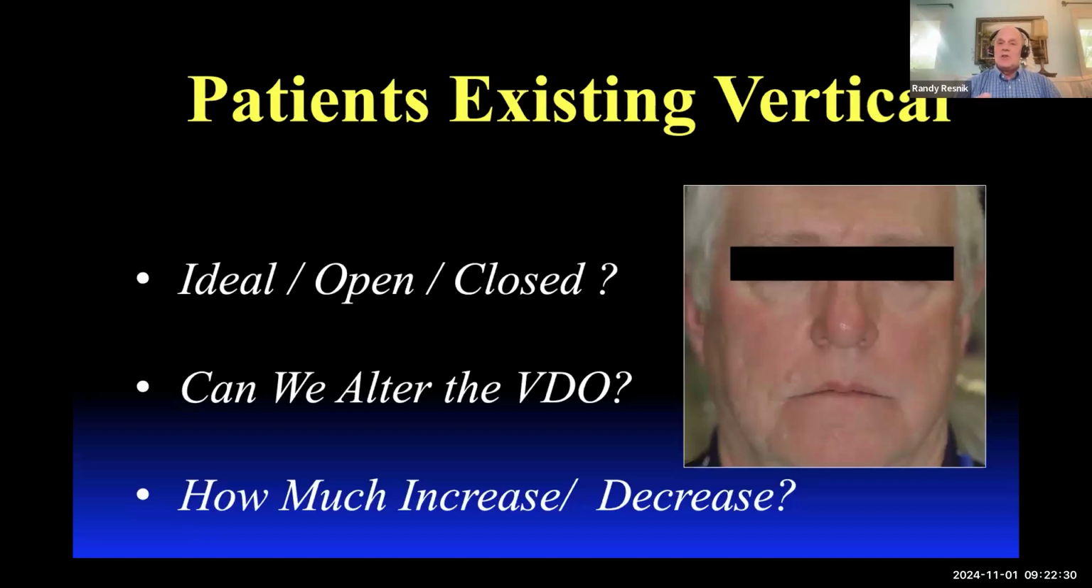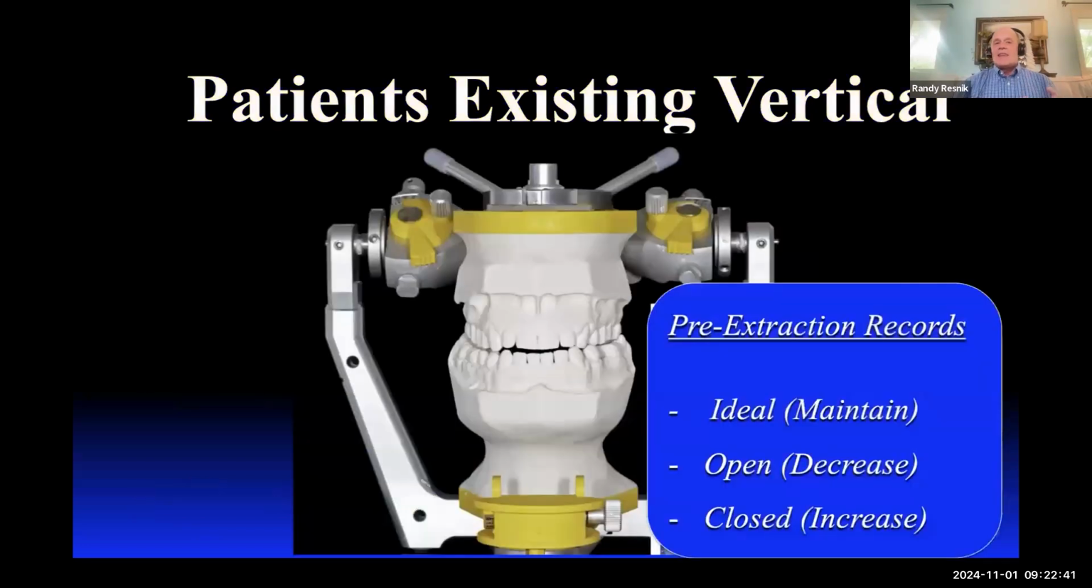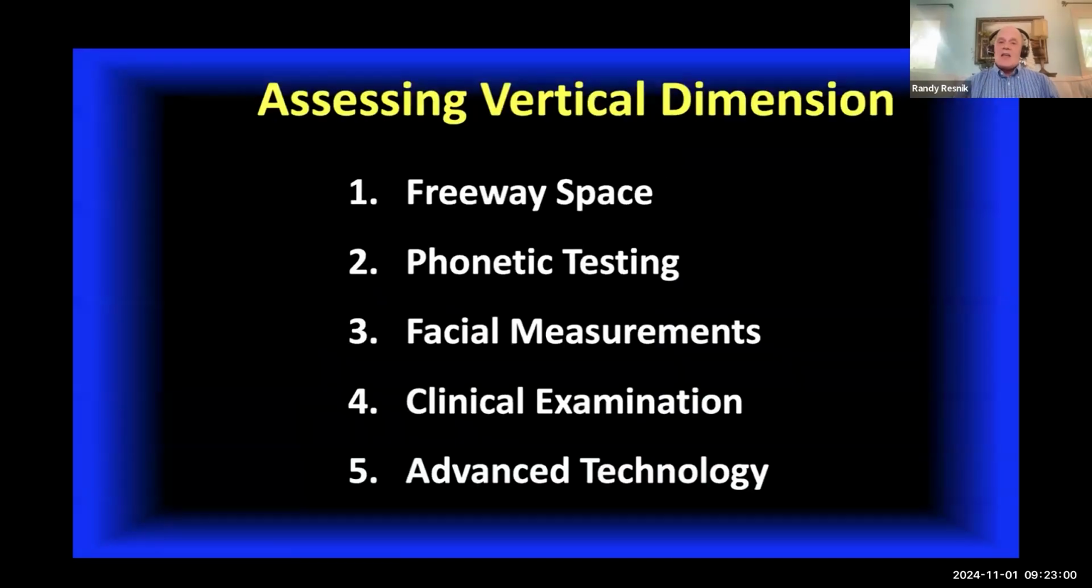And when you look at a patient, especially if you're going to modify or reestablish their vertical dimension, these factors need to be taken into consideration. So the best way to evaluate vertical dimension is to have pre-extraction records, even if it's not ideal. If it is ideal, well, we maintain it. But at least we have a baseline that we can go back to if we change it, whether we open it or we close it. There's other ways of assessing or evaluating vertical dimension. And I have 5 different ways right here, and we'll go over these one at a time.